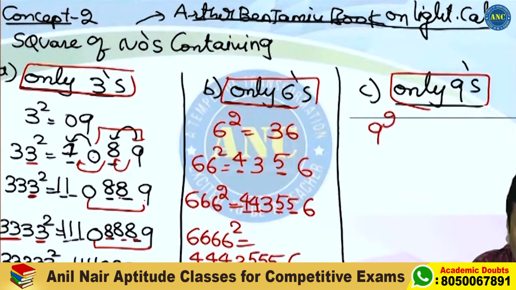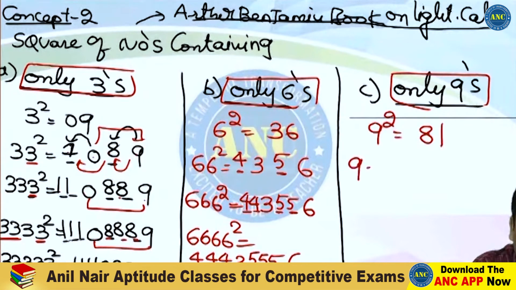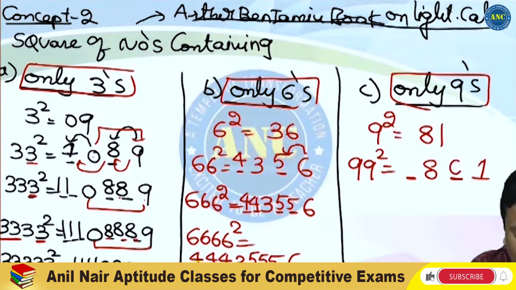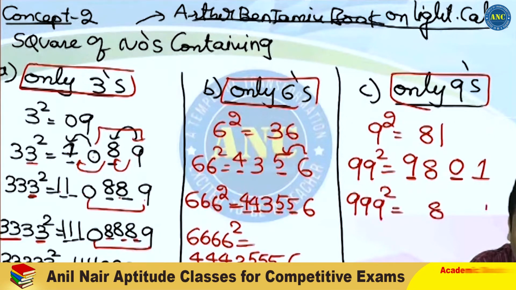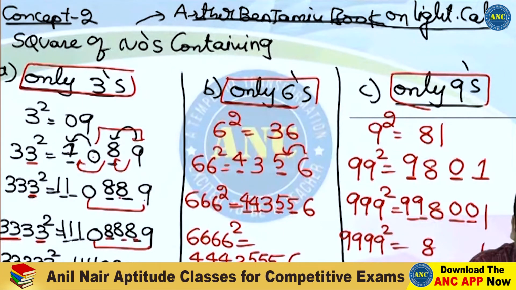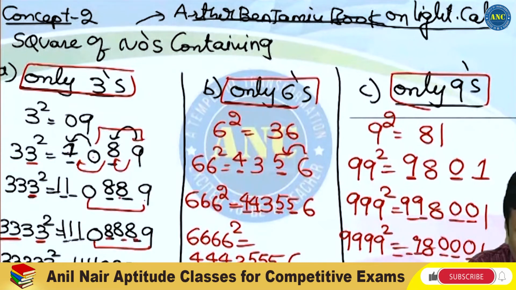Similarly, 9 square is 81. 99 square: 1 more 9 is added. 81, so 1 slash here. This is 1 less than this number, 1 less than 1 is 0, and 1 more than 8 is 9. 999 square: 9 square is 81. 2 more 9s are added, so 2 slashes. 1 less than 1 and 1 more than 8. Suppose it is 4 nines. 9 square is 81. 3 more 9s are added, 3 slashes, 1 less than 1 and 1 more than 8.